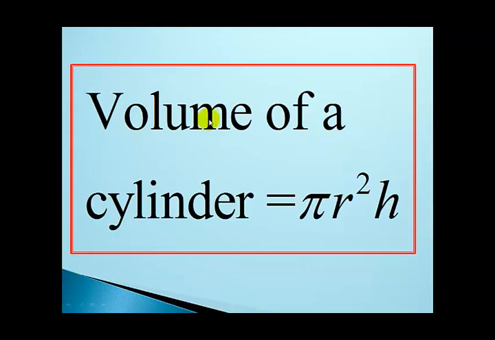The volume of a cylinder is equal to pi r squared h, where pi is a constant, r is the radius of the circular end, and h is the height of the cylinder. So if you are asked to calculate the volume of a cylinder, this is the formula we have to use, that is pi r squared h, where r is the radius of the circular end and h is the height of the cylinder.